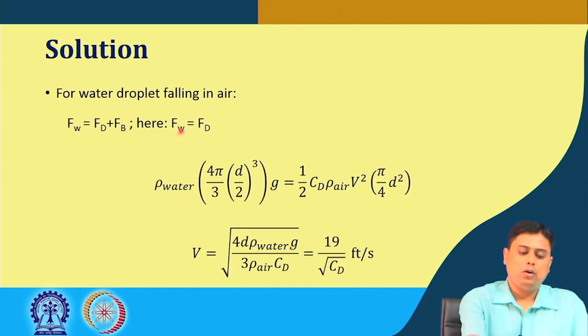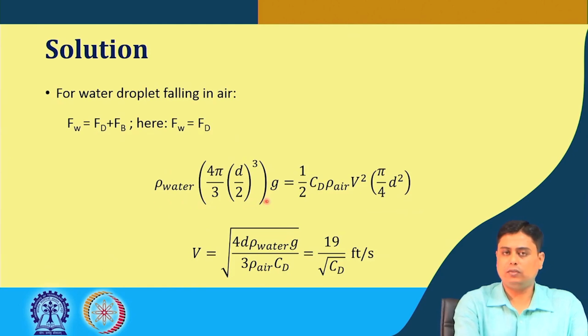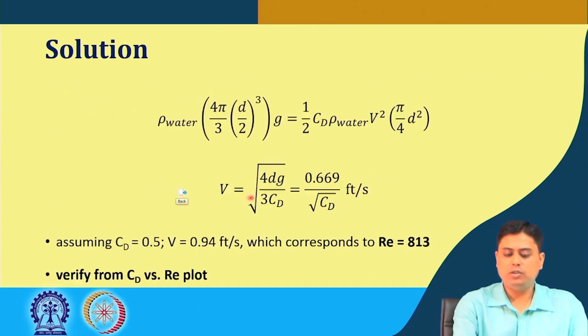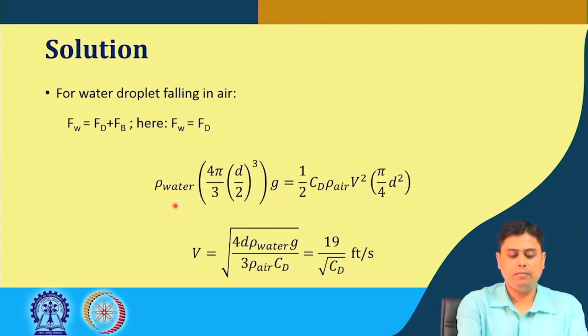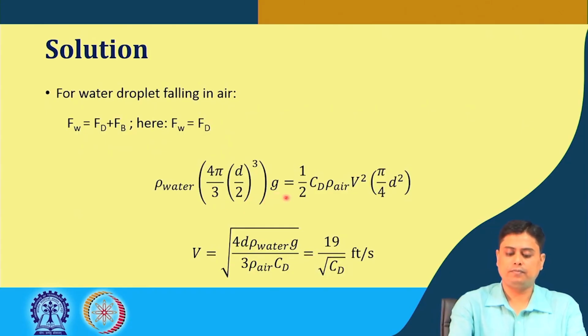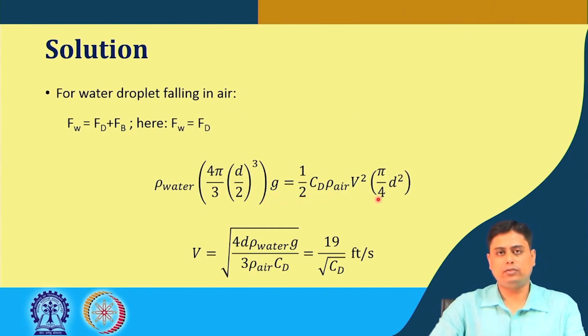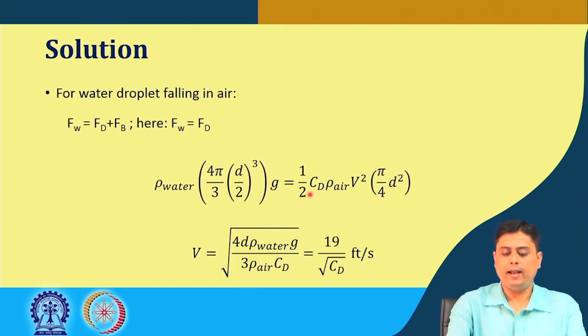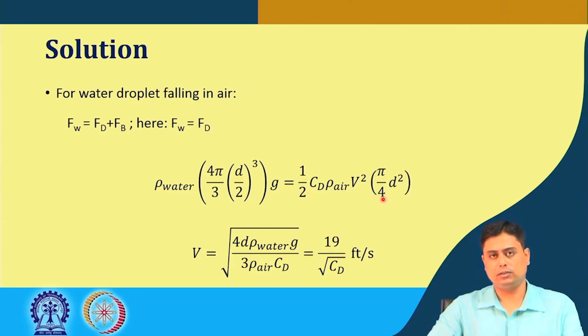Okay. So we write these two expressions again. This is the weight of the water droplet, basically mg, where m is basically rho multiplied by the volume, multiplied by the gravitational constant, which equals the drag force acting on it, and this is the expression of the drag force. So, similarly we get an expression of V where again CD is unknown.